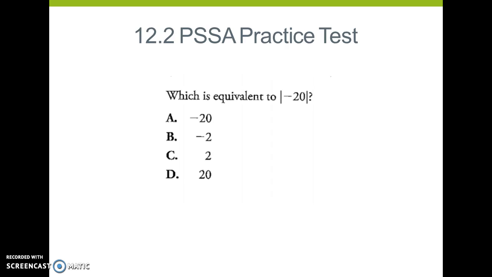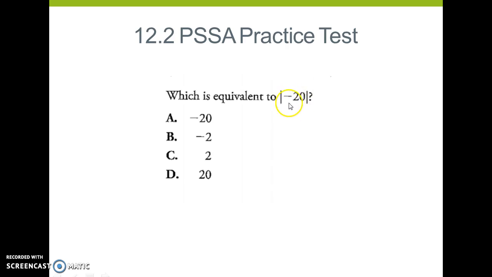absolute value. This one said, which is equivalent to the absolute value of -20? Remember guys, whenever we see these brackets, whatever is on the inside, whether it's negative or positive, we're talking about the distance away from 0 on a number line. So the absolute value of -20 was D. It's just 20 units away from 0. Some of you guys chose -20, and I'm not certain as to why.